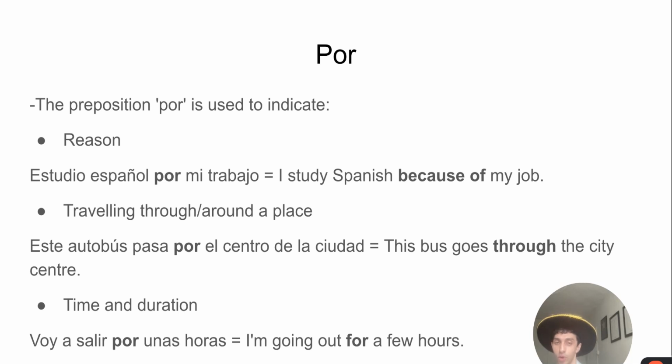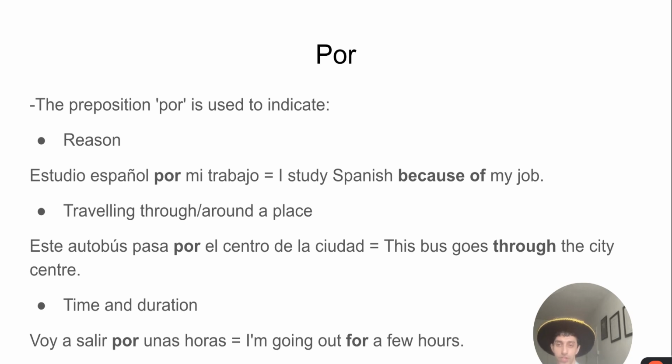If you're traveling through a place or even around a place, you'd also use the preposition por. For instance, este autobús pasa por el centro de la ciudad, which means this bus goes through the city center. So por can translate as through, like in this particular example. And that's because they're going through a particular place, the center of the city, which is obviously a place. And therefore, you'd use the preposition por and not para.